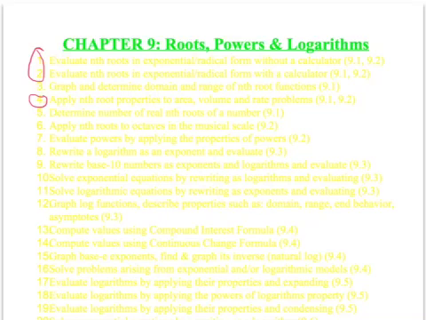And then the two new objectives we're going to cover are 6 and 7. Objective 6 is apply nth roots to octaves in the musical scale. And you can kind of see how they're applied to a different field of study. And then number 7, evaluate powers by applying the properties of powers to them. So let's just jump into the notes.